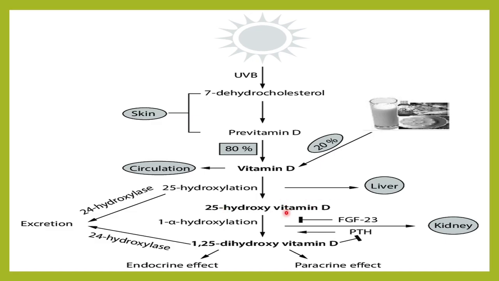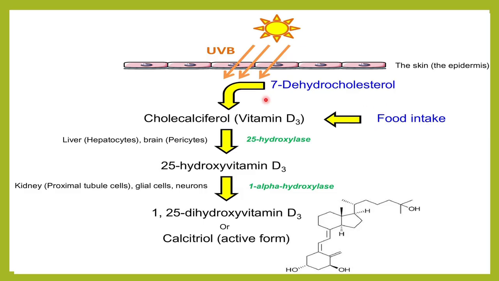This enters the kidney and further hydroxylation takes place, and now three hydroxy groups are present. So this becomes 1,25 dihydroxy vitamin D. Here it had one, here it had two, and here it has three hydroxy groups. You can see here the UV rays have fallen, 7-dehydrocholesterol is getting converted into cholecalciferol, and the food intake also provides vitamin D3.